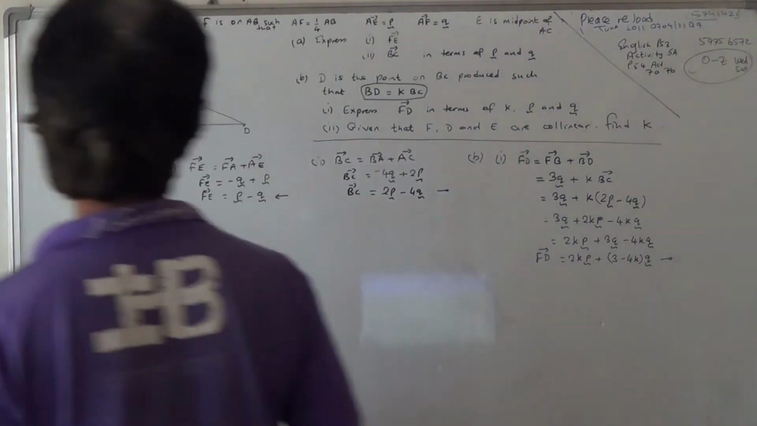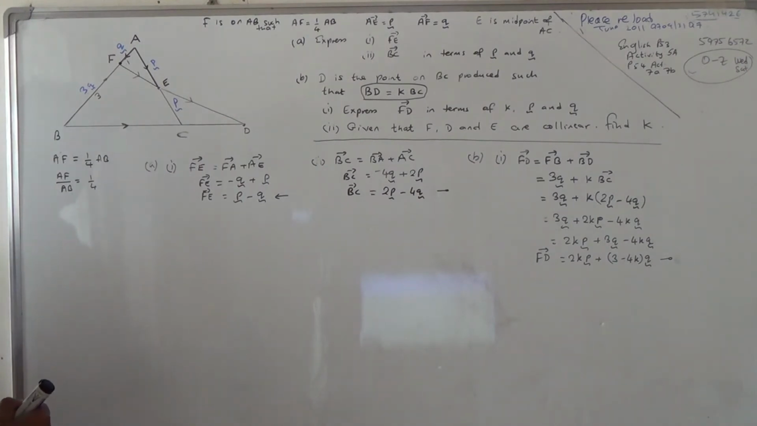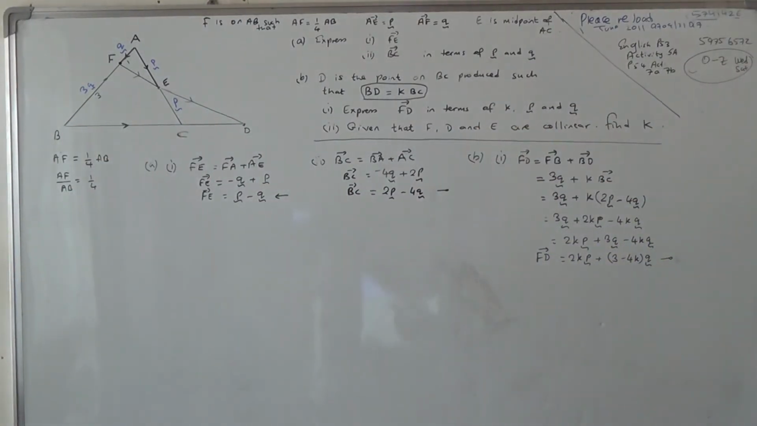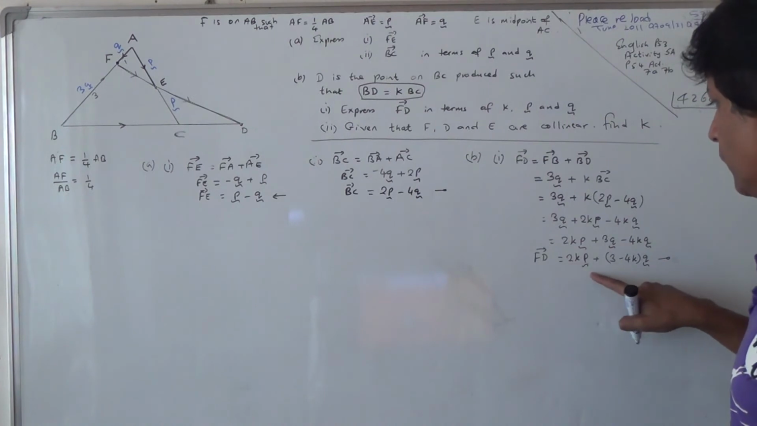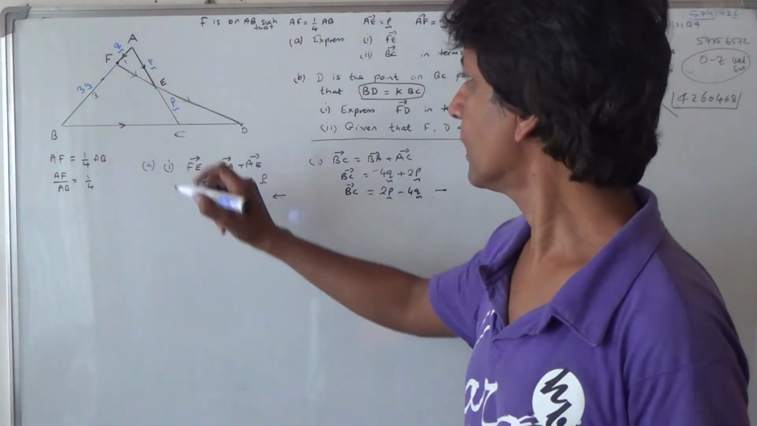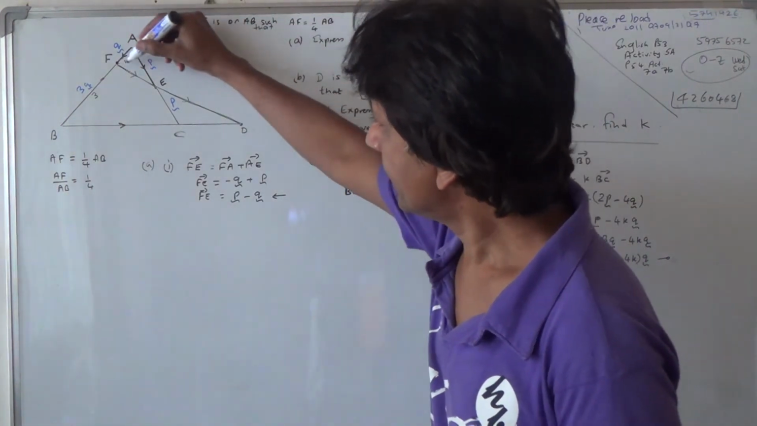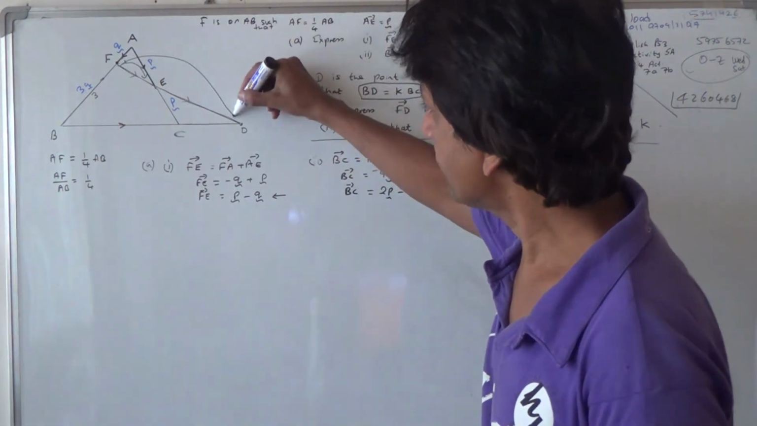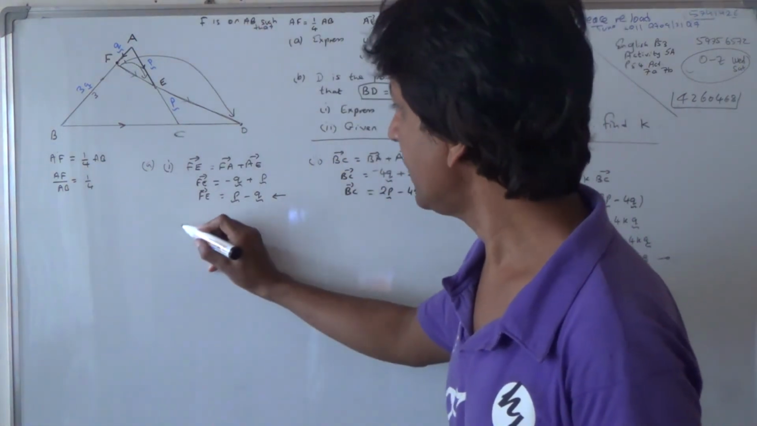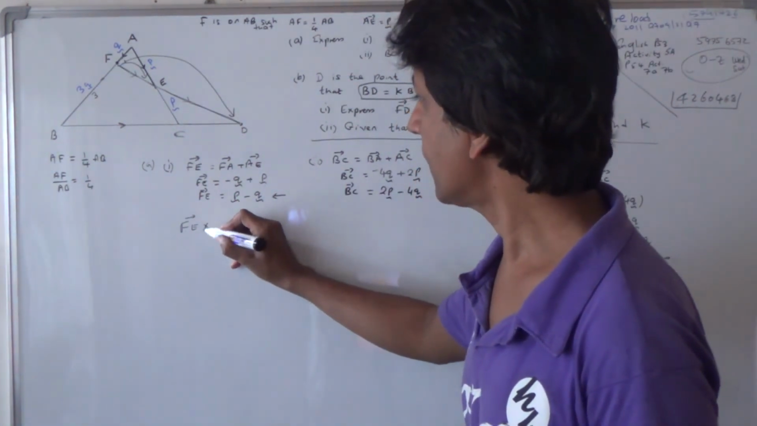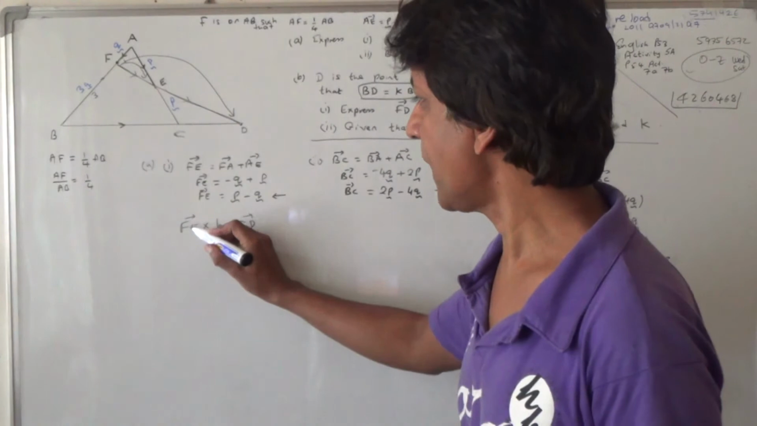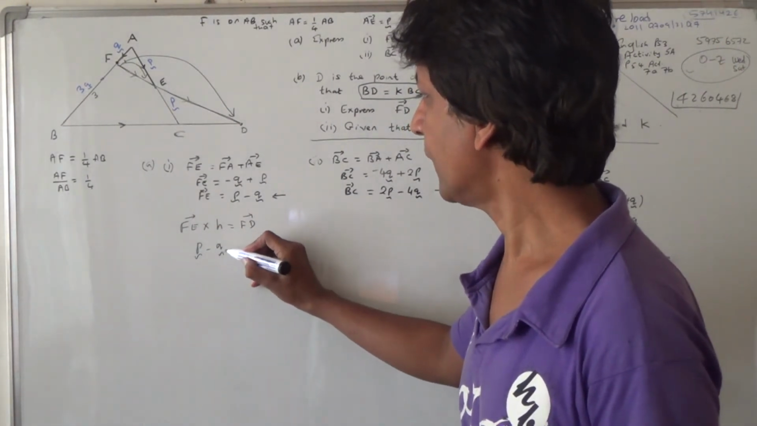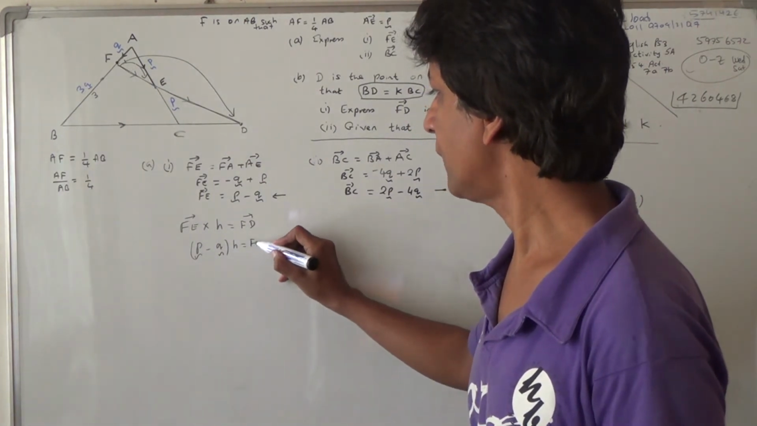Alright, so how are we going to do this? We know FD, and if we know FD, we can then find the value of k. We can also find FD here, because F to D is FE multiplied by some constant, some scalar. It's going to give you FD. So FE multiplied by, let's say, h is equal to FD. We found that FE was p minus q. So FE is vector p minus vector q, times h, is equal to FD.